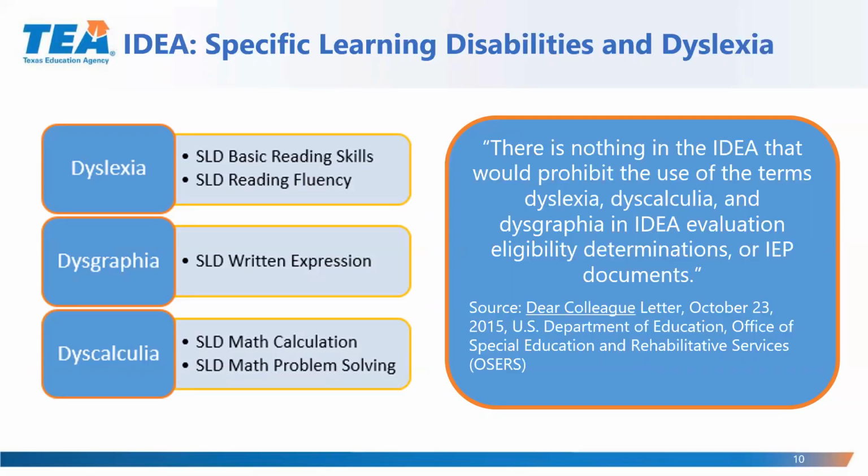On the left, you can see the intersection between dyslexia and SLD. When a student with dyslexia is identified to need special education, they are served under the SLD classification. In a Dear Colleague letter from October 2015, the Office of Special Education and Rehabilitation Services at the U.S. Department of Education stated that there is nothing in IDEA that would prohibit the use of the terms dyslexia, dyscalculia, or dysgraphia in an IDEA evaluation for eligibility or in the resulting IEP documents.